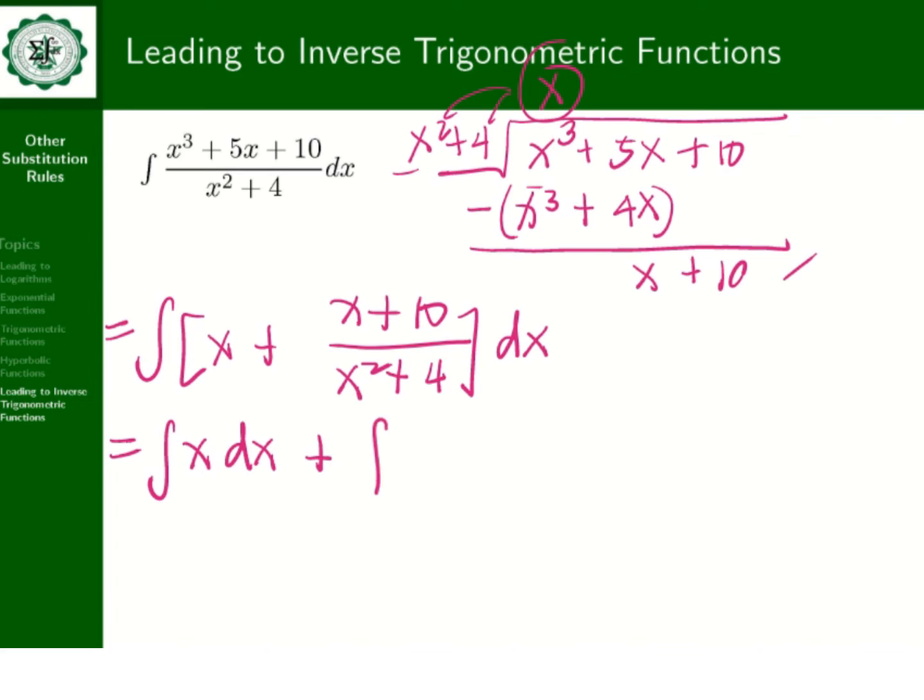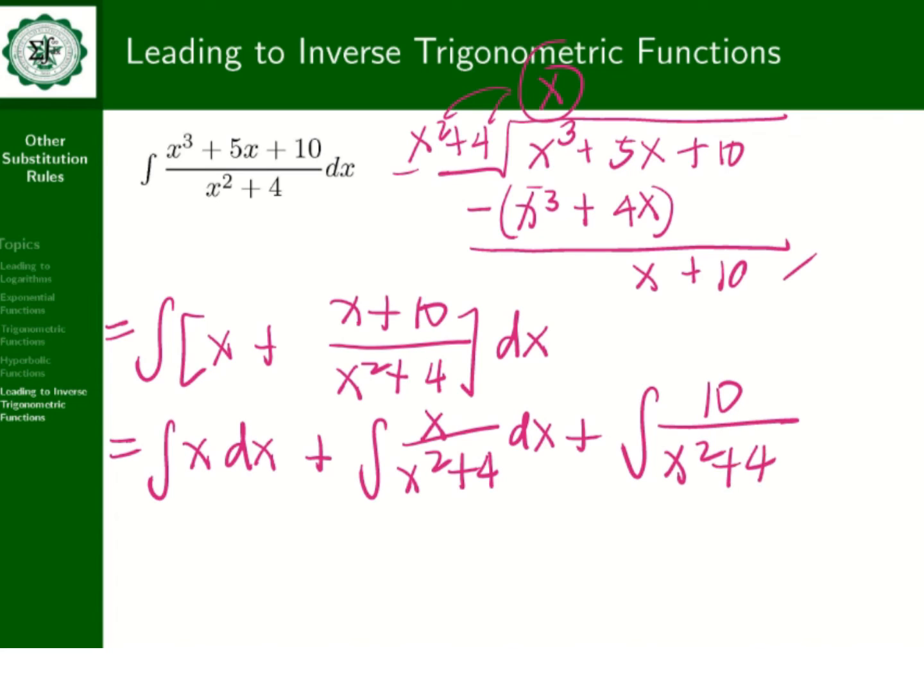So this will be x over x squared plus 4 dx. And then we have the integral of 10 over x squared plus 4 dx. So the first term will simply use the power rule. So the integral of x dx is x squared over 2.